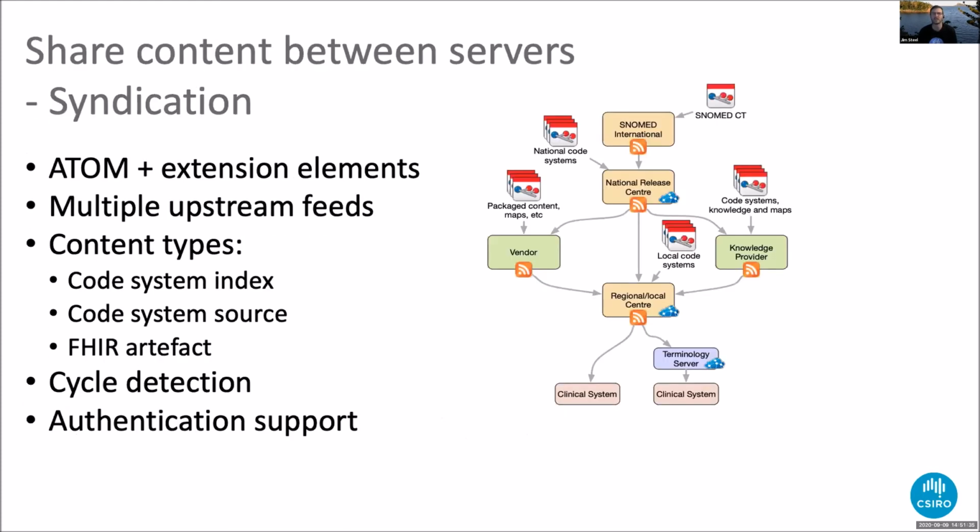The other thing I'll mention, it does have a model for sharing content between different servers. So if you have, for example, a national server that's providing code systems or mappings or value sets that are of national significance, and then you have another server, Ontoserver has a mechanism to connect those two servers together so that maybe your local server can pull content from a regional server.